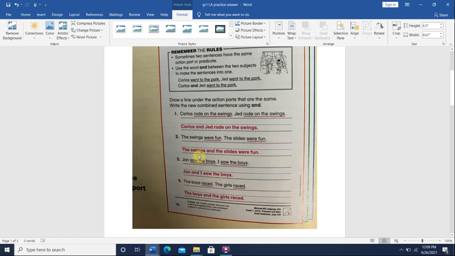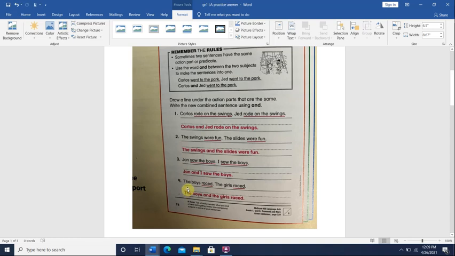So what do we do? We take out the first predicate and we put instead of it the word and to combine it and make it one sentence. Okay? Of course, I here will stay capital because I is a pronoun and we always write I with a capital letter. We never write I with lowercase.